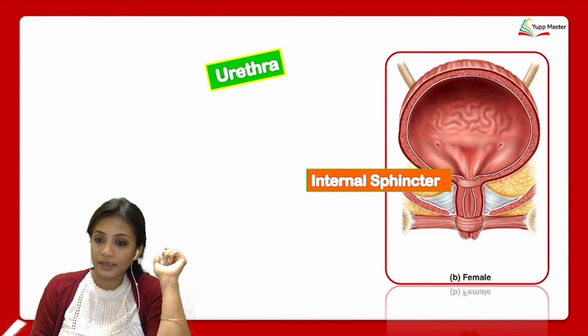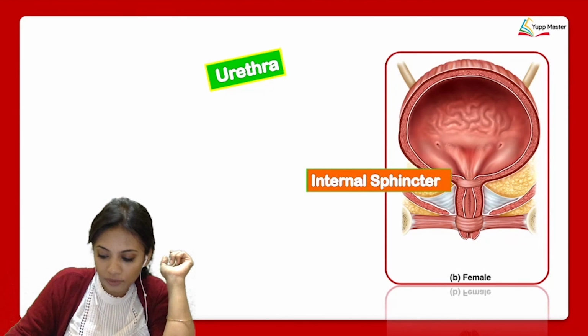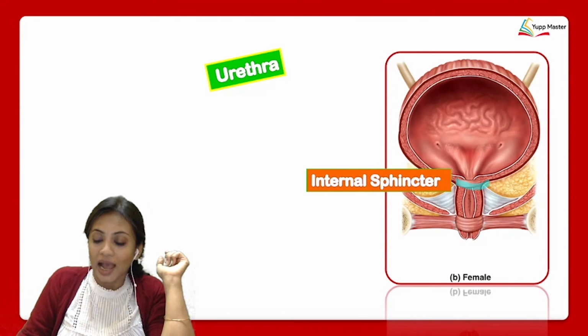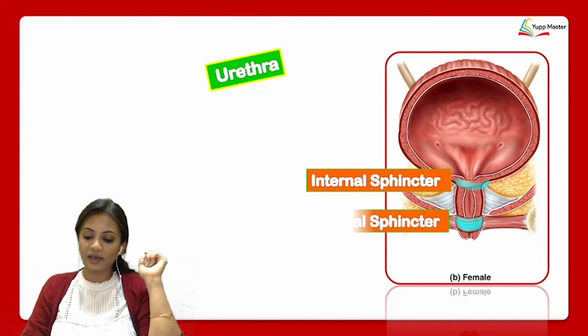All right, next, also when we talk about the urethra, we see that there are two sphincters to this. There is an internal sphincter, as you can see over here. This is the internal sphincter here, and then there is an external sphincter over here. So basically there are two sphincters.